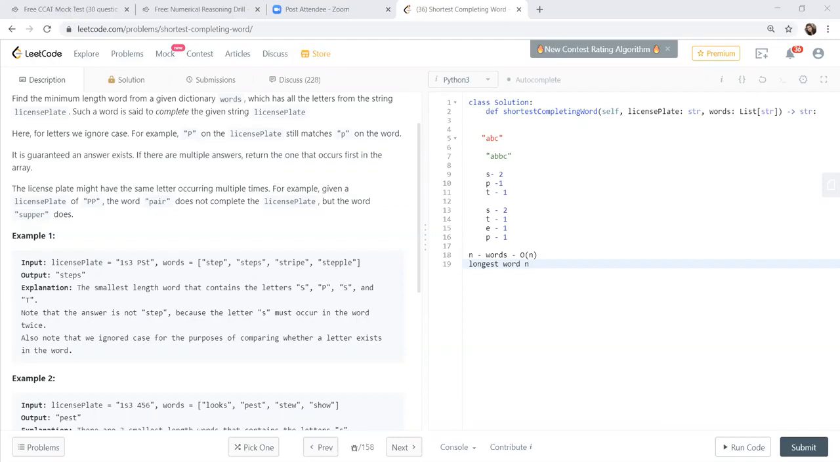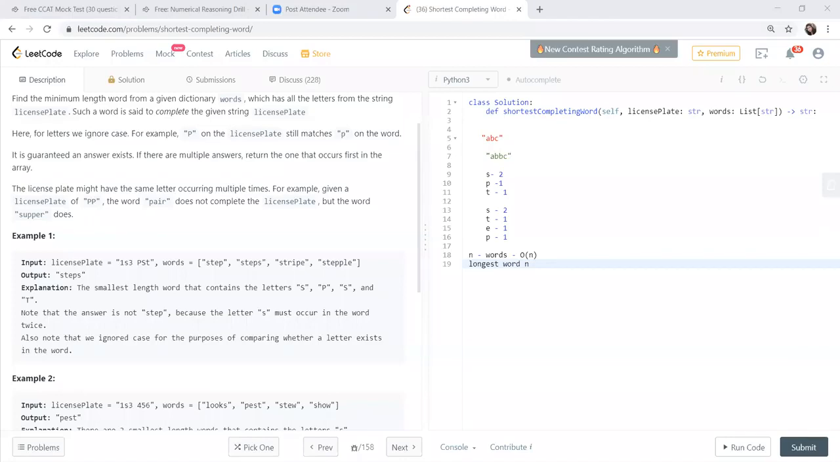So in this case, the first word is not matching, so let's say we ignore it. Then we go to the second one, third one. Let's say for the second one we found an answer, but there is a word at the very last of the array which is shorter than the second one. So anyway, we have to go through the whole array.